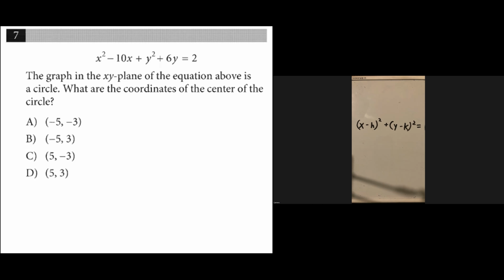There's someone who has put it in the chat that they don't know this at all. Don't worry, I'm going to go over it. Just give me a little bit. I'm going to give you a little bit more time on this one because this one's a little more challenging. On the board, I currently have written down the circle equation. I'll go over it in a minute.